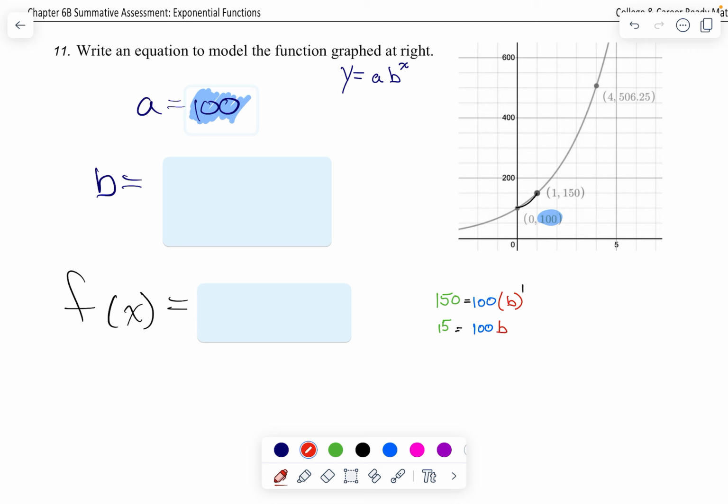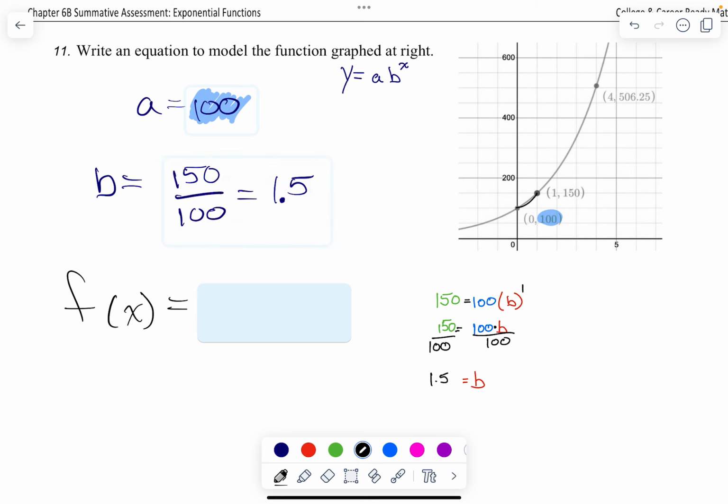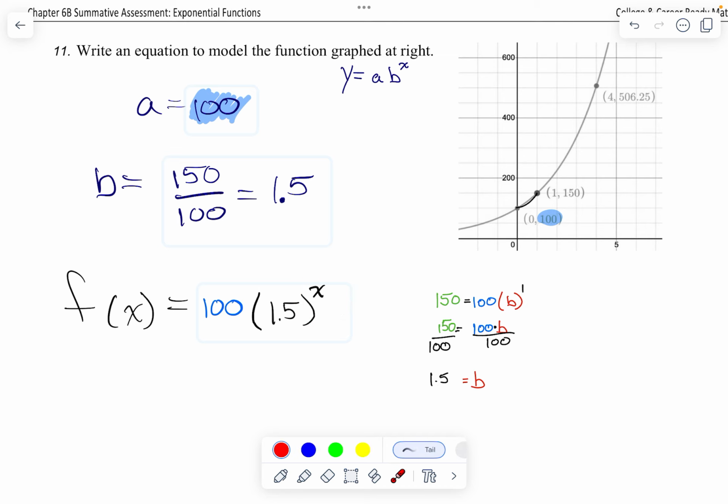And we want to get b by itself. A way that we can do that is to unmultiply b by 100. I'm going to cancel out that multiplication by 100 by dividing by 100. But once I do that, I have to do that to the other side. And so I end up with b equals 1.5. Now that I've got that, I know my a value, I know my b value. I can plug them in there and raise it to the x.